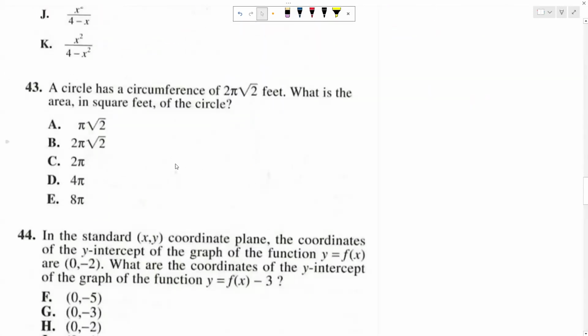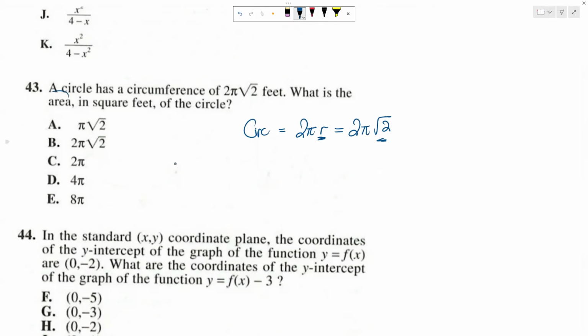A circle has a circumference of this. What's the area? So we ask ourselves, what do we know about the circumference? The circumference of any circle is supposed to be 2 pi r. If the 2 pi r itself equals 2 pi root 2, I think it's pretty clear the radius is root 2.